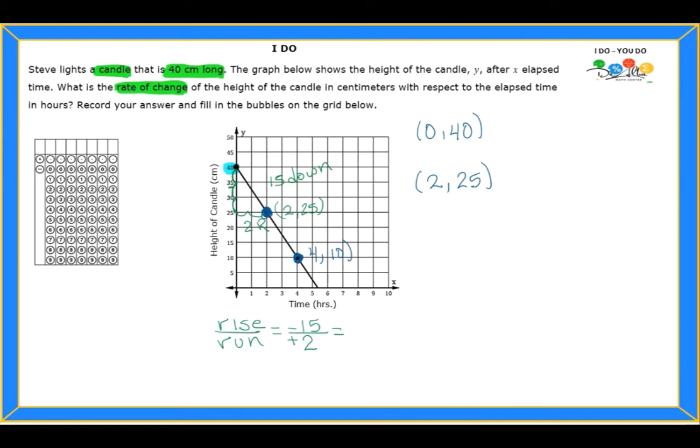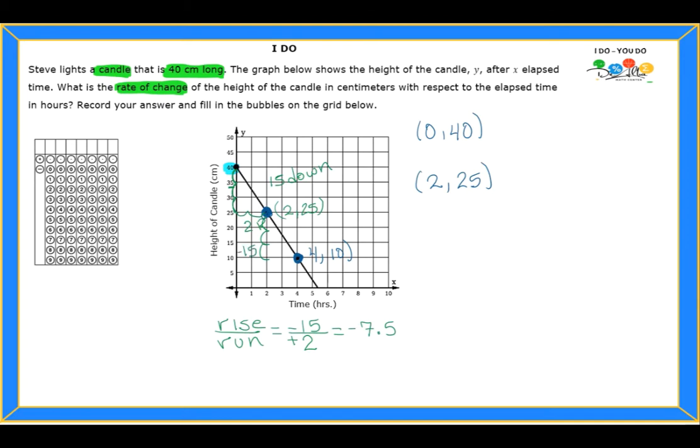So what about if I want to simplify this? What would you get? That would be negative 7.5. Very good. Okay. What about the next 2 points? I want to do the same thing from the coordinate 2 and 25 to the 4 and 10. So let's count by fives. So this is 5, 10, and 15 down.